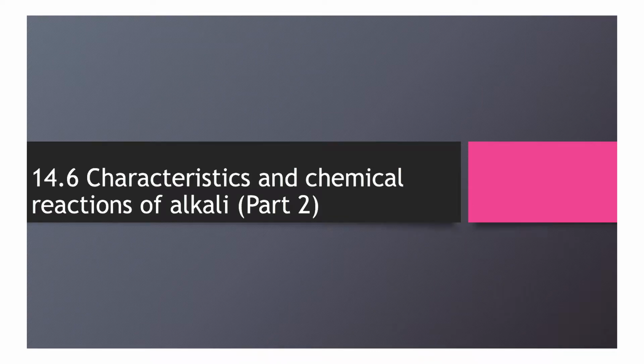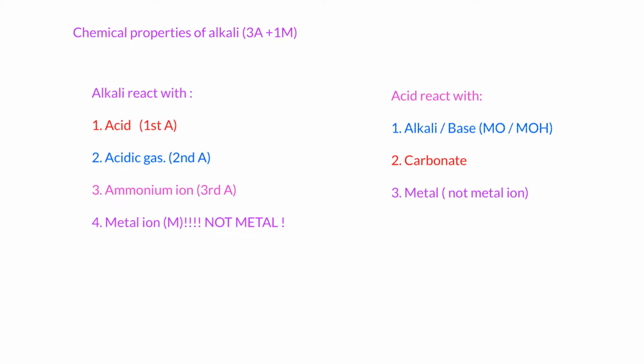Okay, 13.6. That will be part 2. Okay, about the chemical reactions of alkaline. Last video we talked about the chemical properties of alkaline. You have like 3A plus 1M. Okay, 3A will include: it can react with the acid, acidic gas, ammonium ion, the third A here. And the last one is reacting with the metal ion. Remember, it is reacting with the metal ion. It is not reacting with the metal.